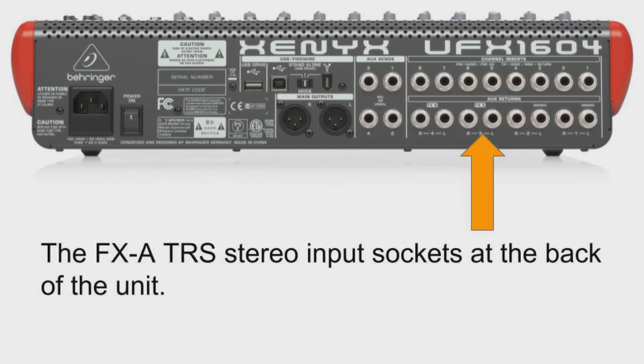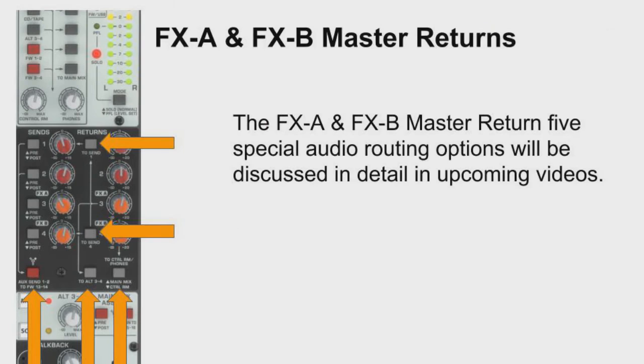Here at the back of the unit, we can see the FXA TRS stereo return sockets and the FXB stereo return socket. There are 5 more additional options of audio routing available for the auxiliary returns and the FXA and FXB returns. I will cover them in future videos.